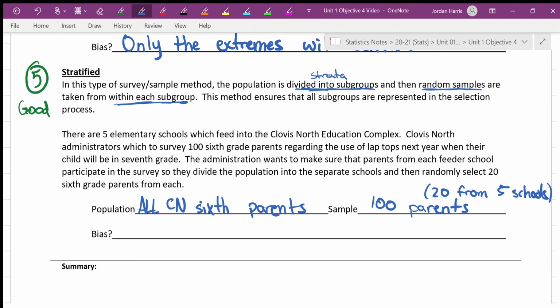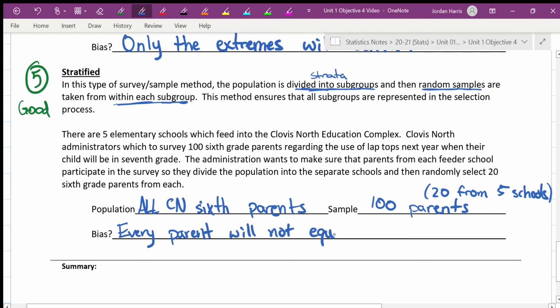Bias. Okay. The bias is every parent will not have an equal chance. Okay. It's not random, right? If there's more parents at one school than another school, the school with the more parents, those parents have a less likelihood of being selected. That is the only bias here. This is a well done stratified.